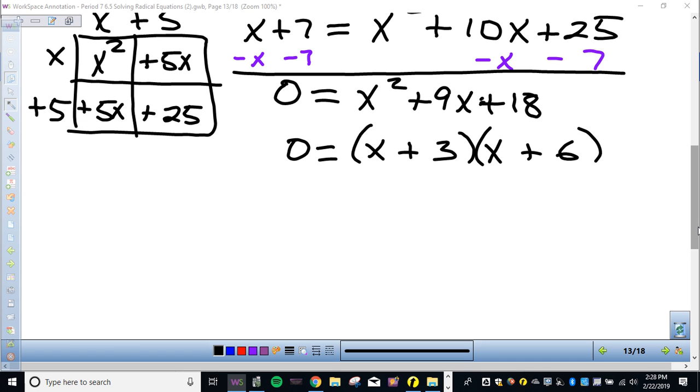When we set each of these parentheses equal to 0, you get x equals what? Hopefully you can do that in your head by now. Negative 3 and negative 6, thank you, Ashton. And then you're lucky enough to plug both those in and see if they work.